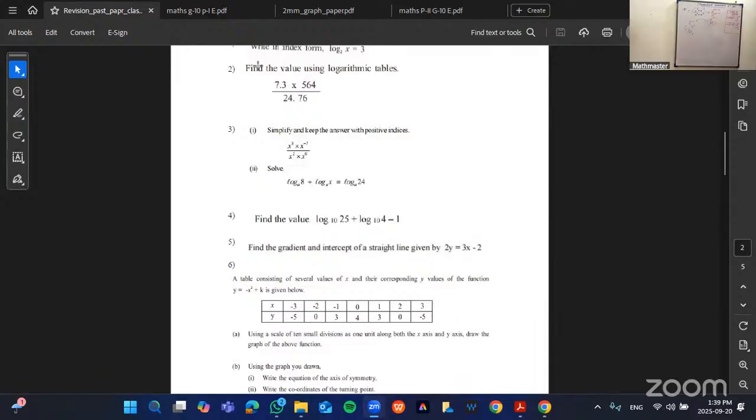I'll see. Okay, so this is the answer for the third one's first Roman number. Then the second part, second Roman number. It says solve log a 8 plus log a x equals log a 24. Log a 8 plus log a x equals log a 24.